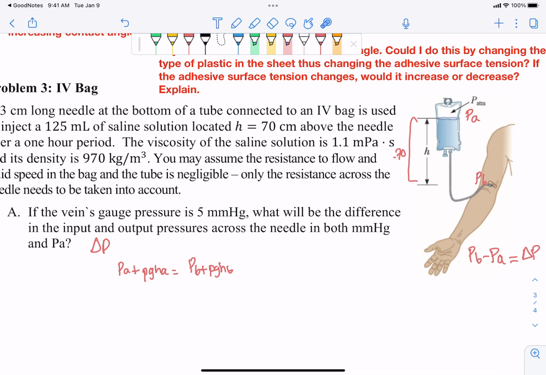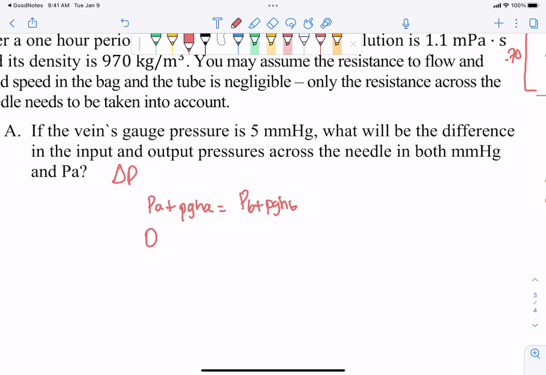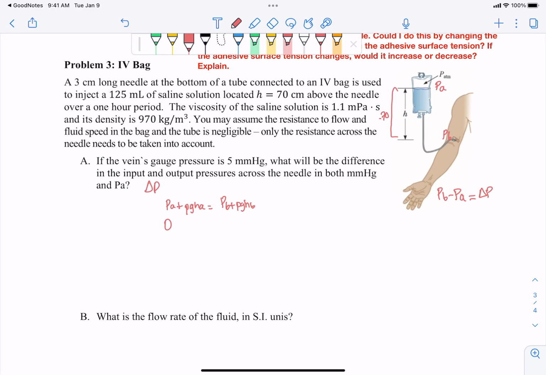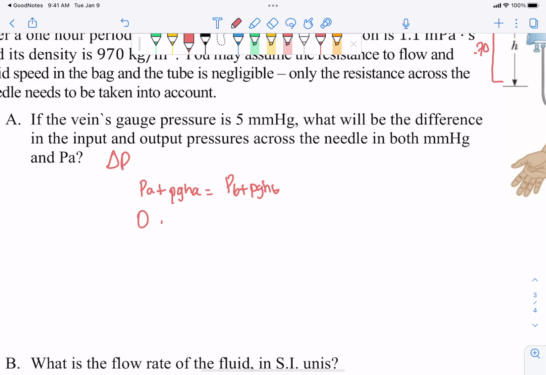They gave us gauge pressure for the vein. So instead of converting from absolute to gauge and gauge to absolute, we can just throw this in here. PA is 0, right? So 0 millimeters of mercury, 0 atmospheres, technically I guess, and basically 0 pascals as well for our gauge pressure there. So throw that in.